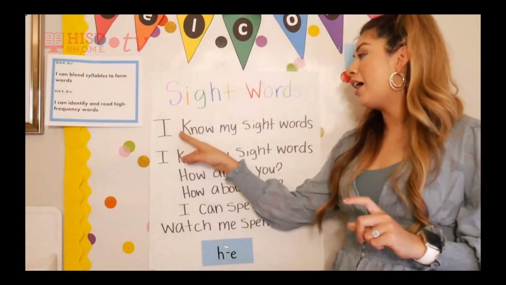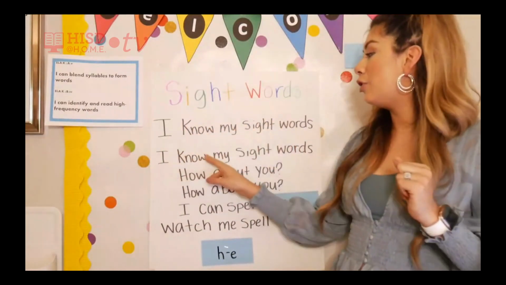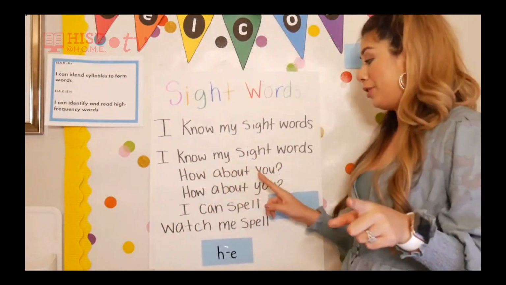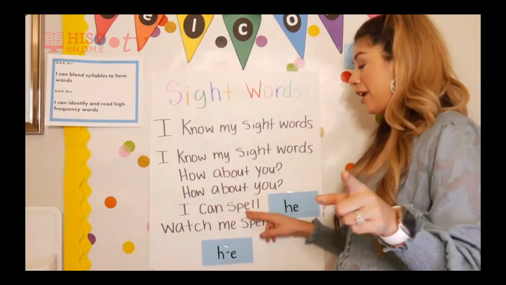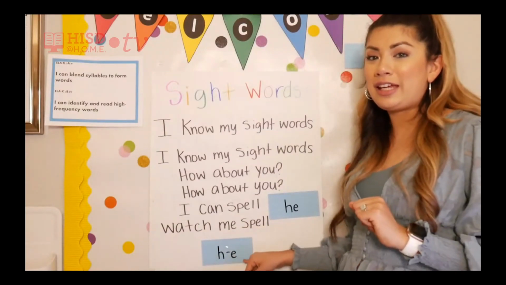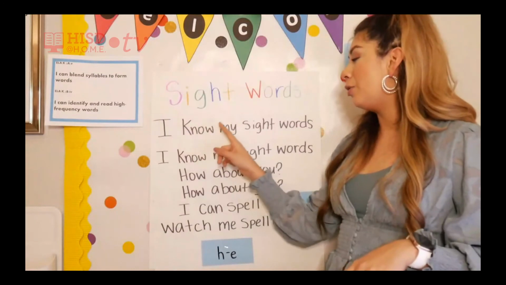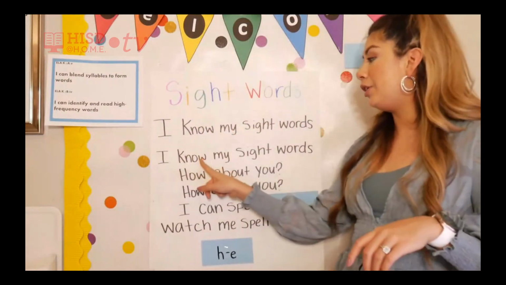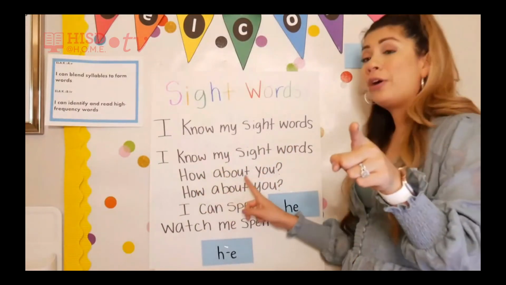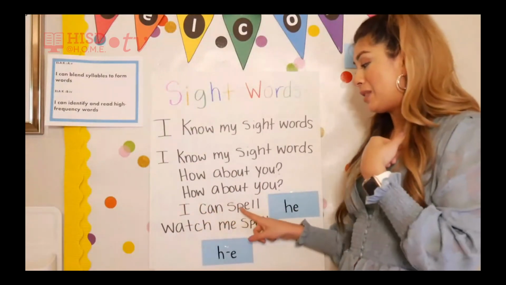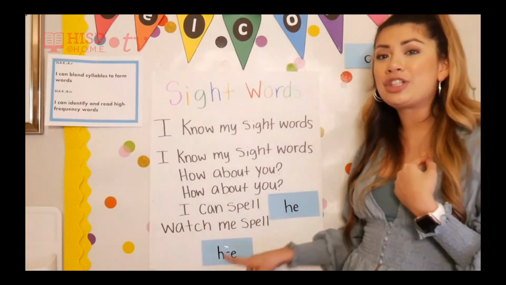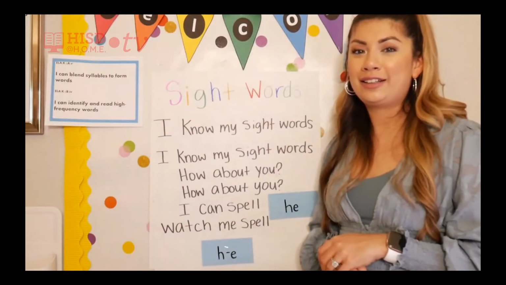Ready? I know my sight words, I know my sight words. How about you? How about you? I can spell he. Watch me spell. H-E. Let's go again. I know my sight words, I know my sight words. How about you? How about you? I can spell he. Watch me spell. H-E. Very good.